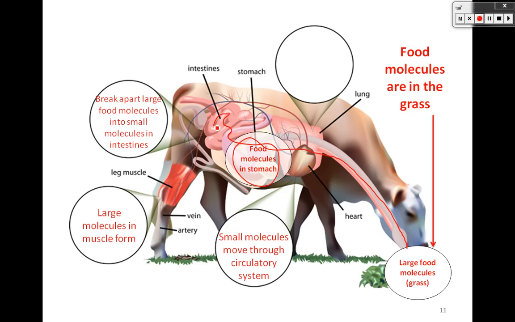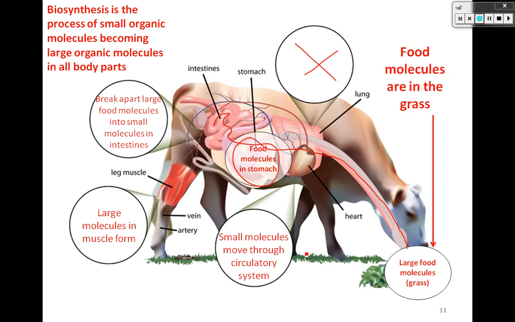And then once in the cells, once they pass through the cell membrane, they reform into whatever cell they happen to be forming. So a muscle cell, or it could be a heart cell, could be a fat cell, all different cells. And then we're not actually using this for this one. But then biosynthesis, bio meaning life, synthesis meaning to come together, to build. So the building of life, biosynthesis is the process of small organic molecules becoming large organic molecules in all the body parts. They start large in our food, we digest them to make them small so that they can be transported around the body and go in through the cell membrane, and then they reform into large molecules.